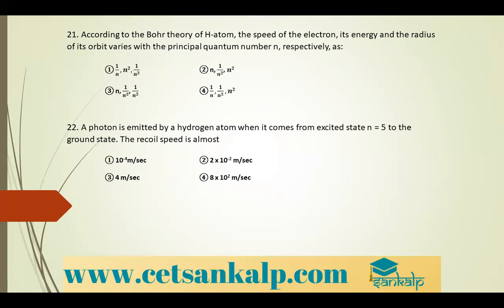According to the Bohr theory of hydrogen atom, the speed of the electron, its energy, and the radius of the orbit vary with n. So for the speed of the electron, v is inversely proportional to n. For energy, E is inversely proportional to n square. For radius, r is directly proportional to n square. So speed goes as 1 by n, energy as 1 by n square, radius as n square. So option 4.